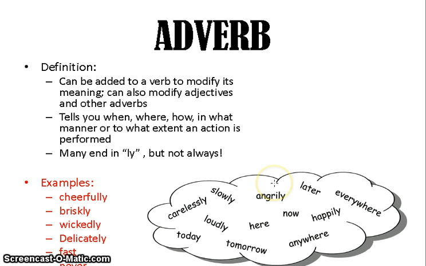Now, the next one is adverb. Definition: an adverb can be added to a verb to modify its meaning. It can also modify adjectives and other adverbs. It tells you when, where, how, in what manner or to what extent an action is performed. Many end in -ly, but not always. For example, cheerfully, briskly, wickedly, delicately, fast.